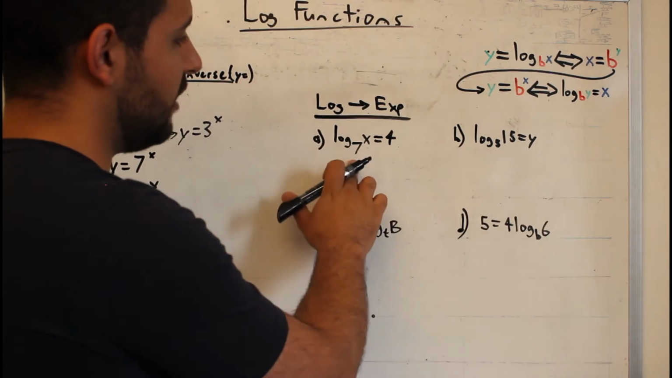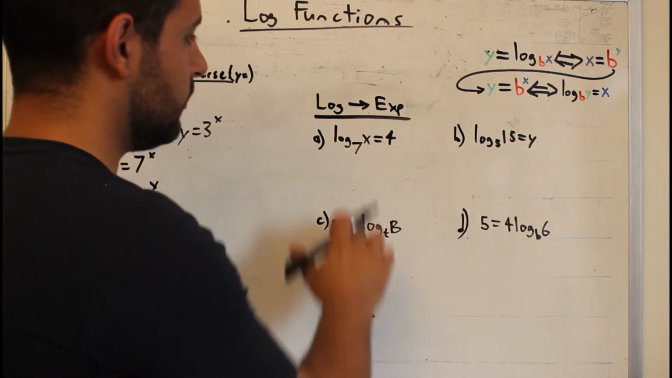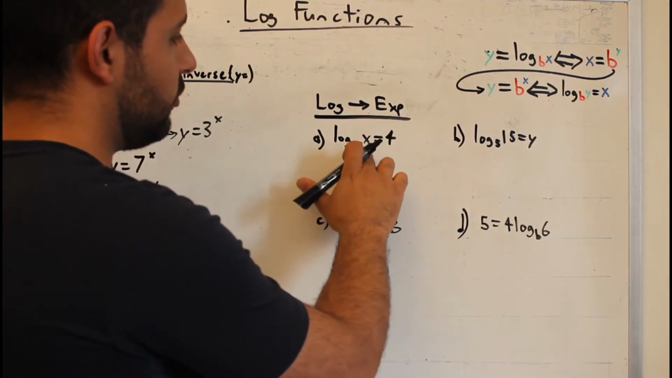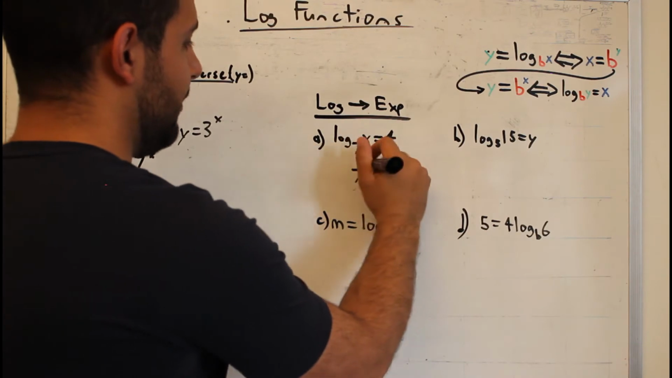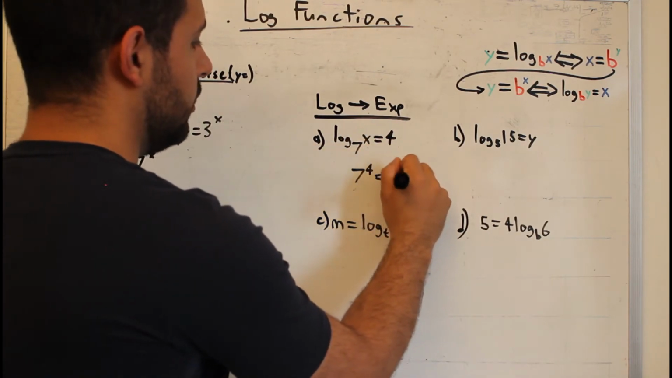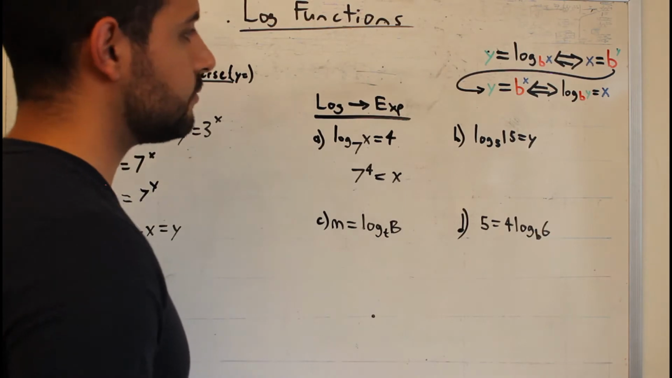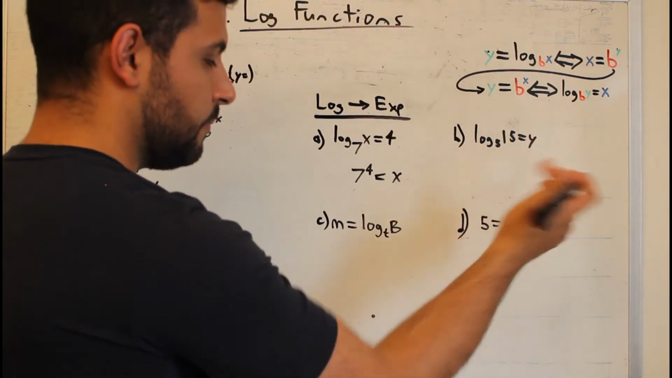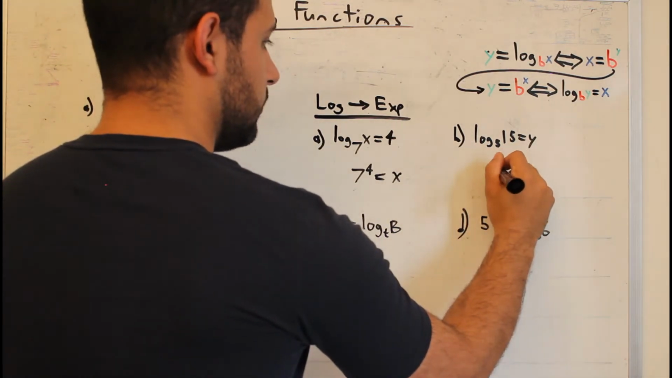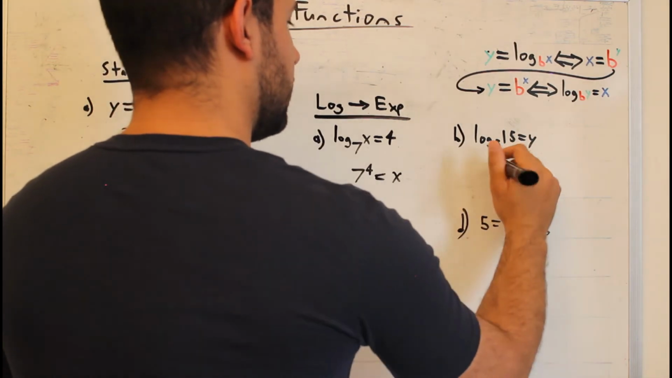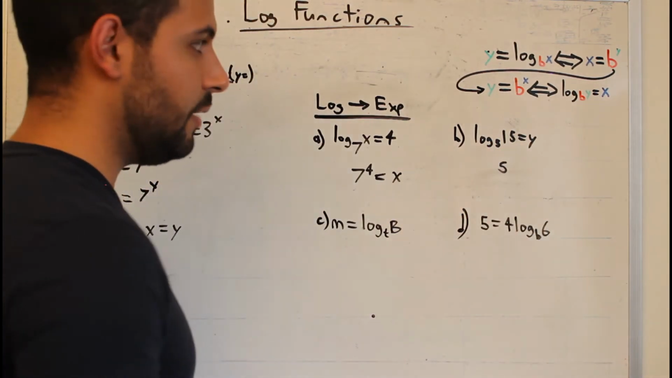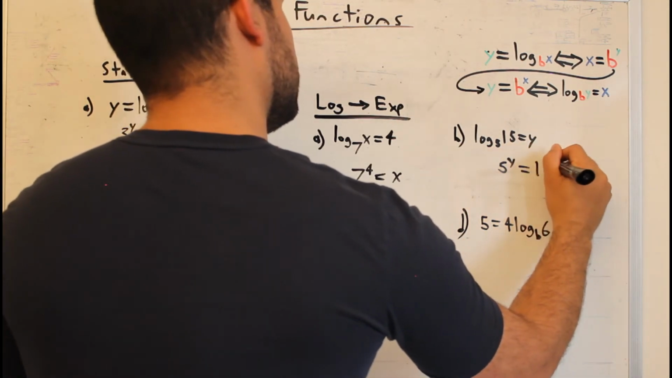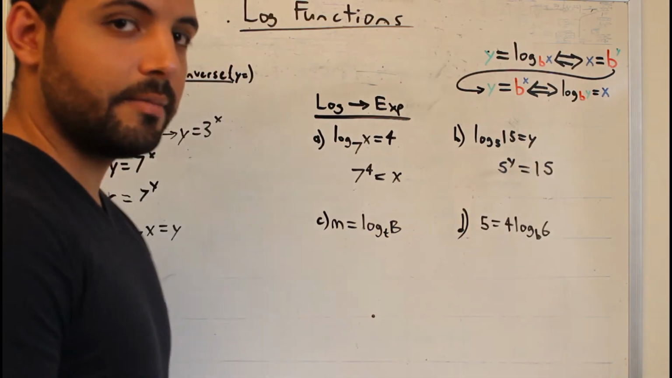Starting here, log base 7 of x equals 4. 7, our base, stays the same. x was already beside the 7, so we know it can't be the exponent, so it has to be 4, and all that's left is now x. Here we have log base 5 of 15 equals y. Our same rule still applies. So our base 5 is the same, but we now raise it to the y, and 15 switches over to the other side.